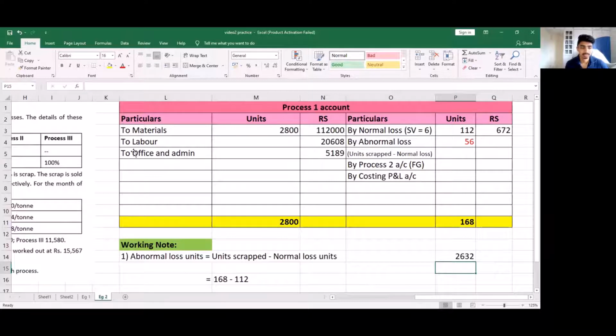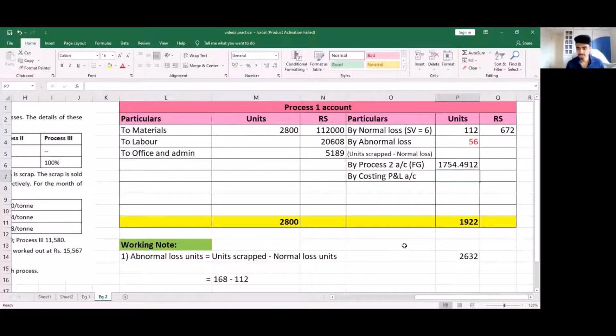So this is in the percentage 66 2 by 3 percent and 33 1 by 3 percent. So by process 2 account will be transfer to next process 66 2 by 3%. So let's try to calculate. 66 2 by 3 is nothing but 0.6666% into 2632. So this gives us the units for what will be transferred to the next.